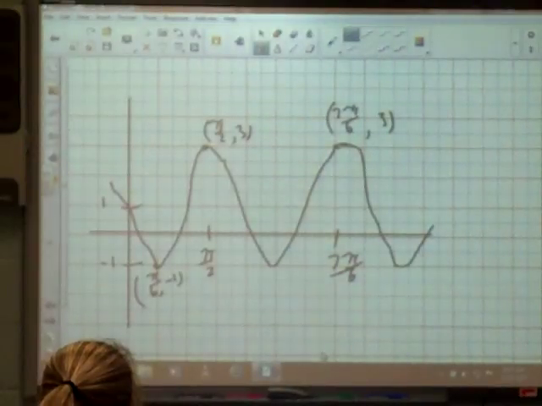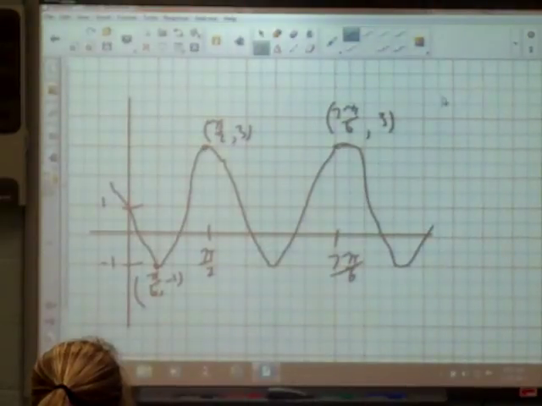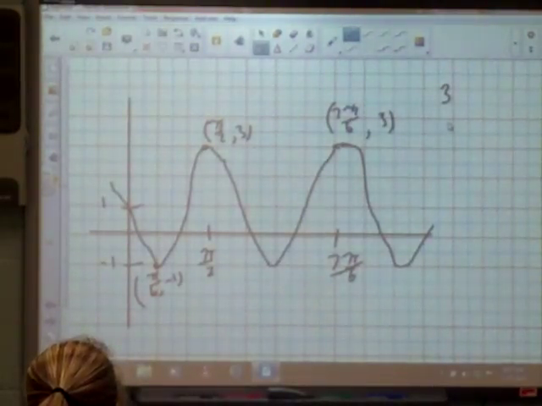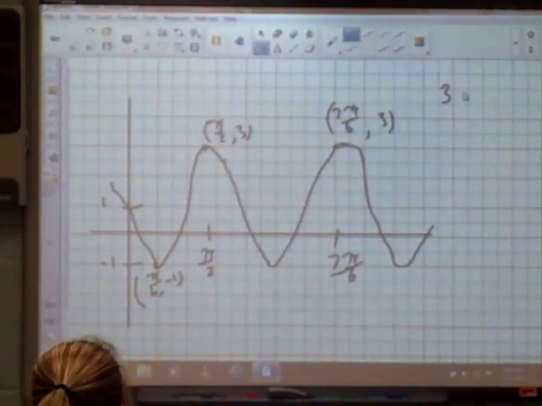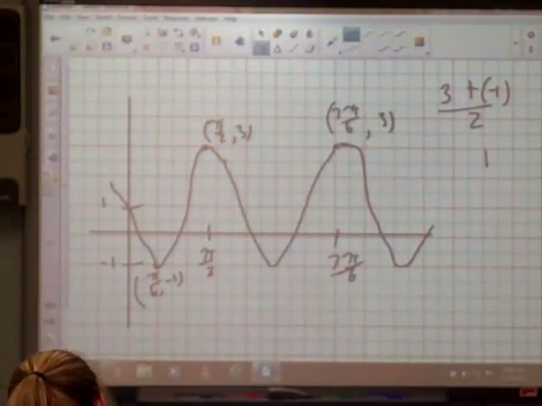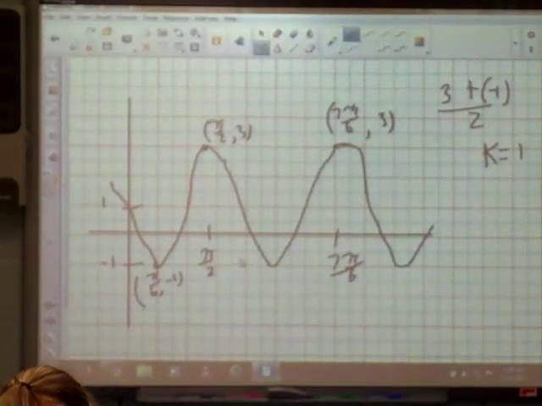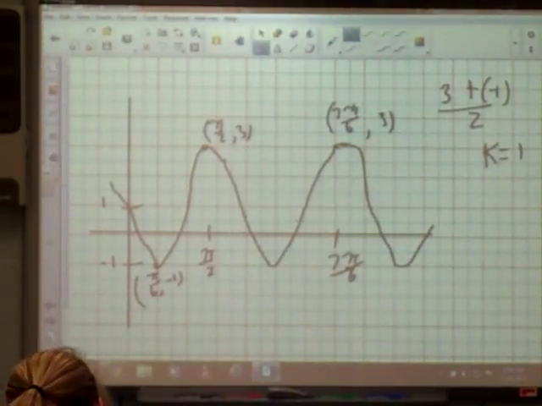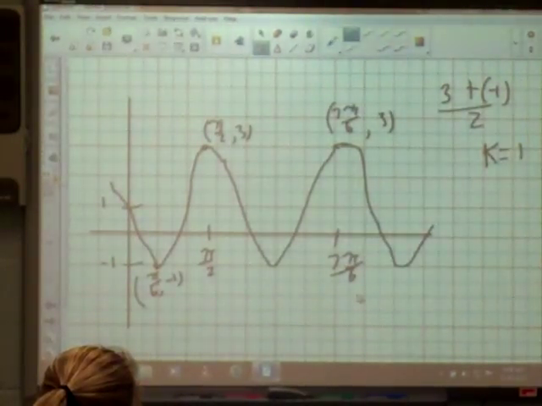First thing I'm going to find, what is my max? How high does this graph go? 3. What's my min? Negative 1. So to find out if this has been scooted up or down any, I'm going to do max plus min divided by 2. So that's 2 divided by 2, which is 1. So that means this has a k value of 1. It's been scooted up 1. That should be fairly obvious to you by looking at it. This x-axis is not in the middle, is it? It's the 1 that's in the middle. So that's how you know it's been scooted up 1.